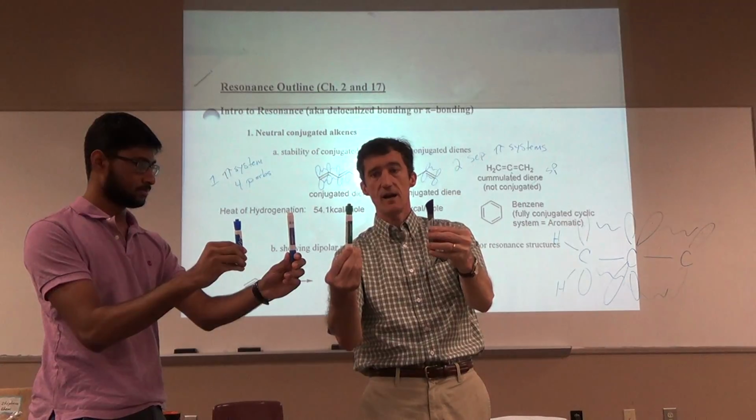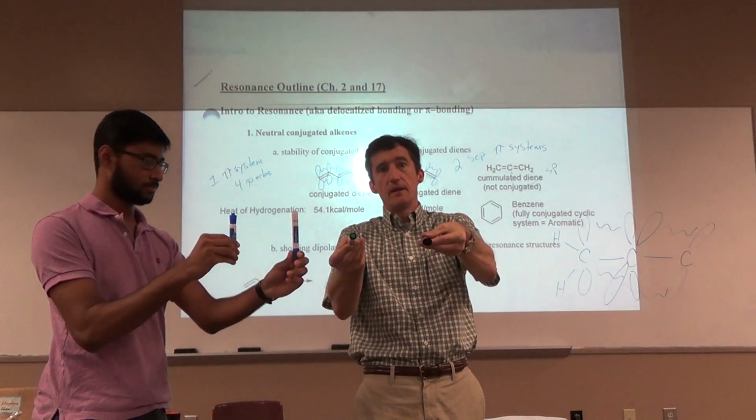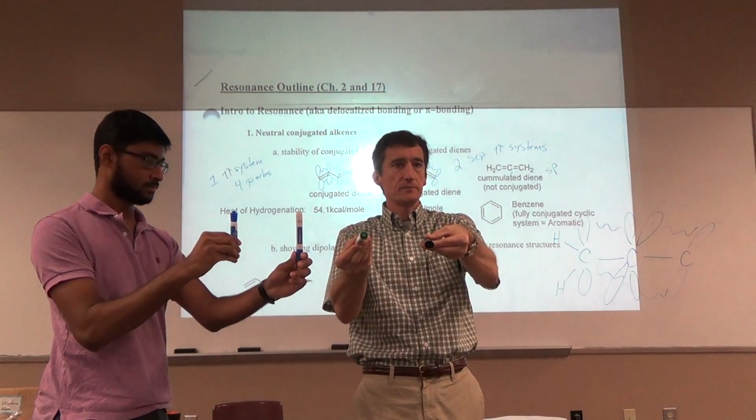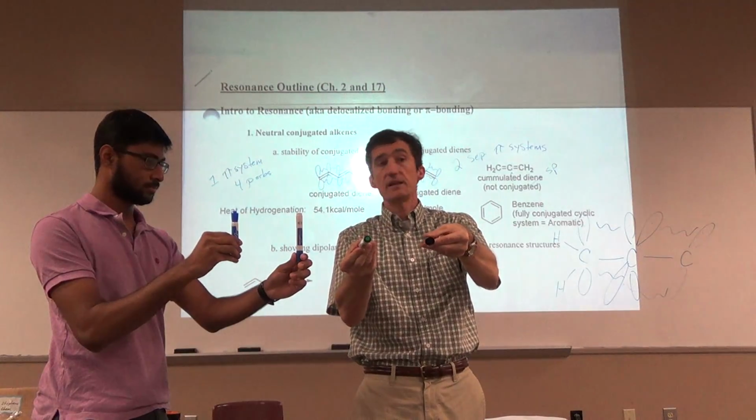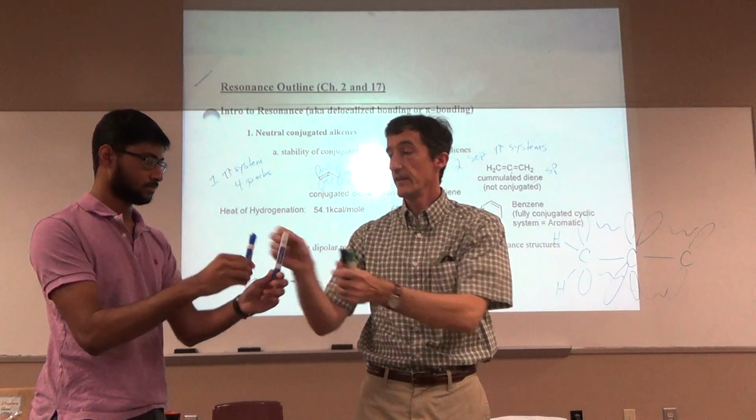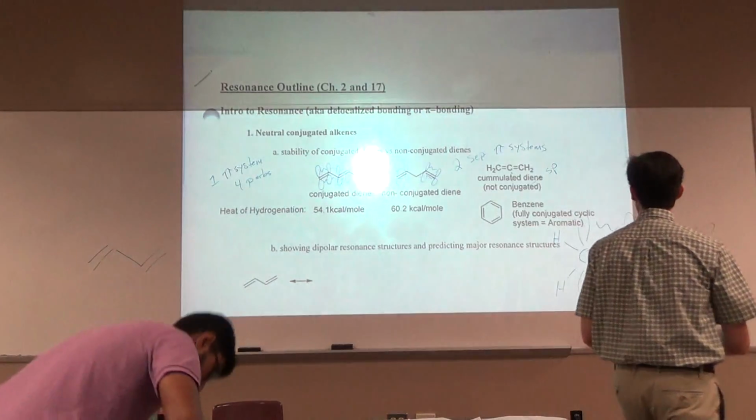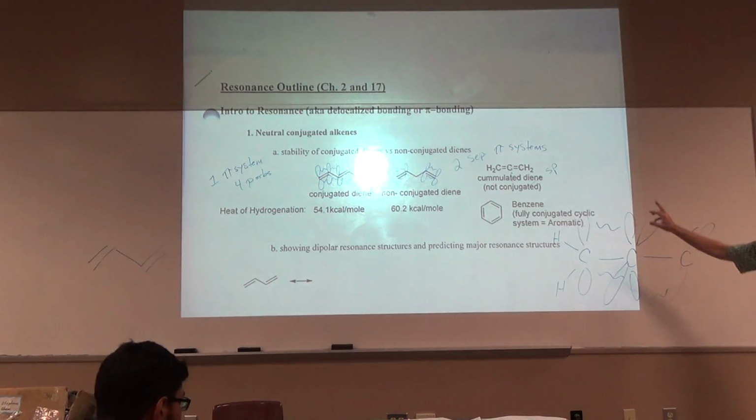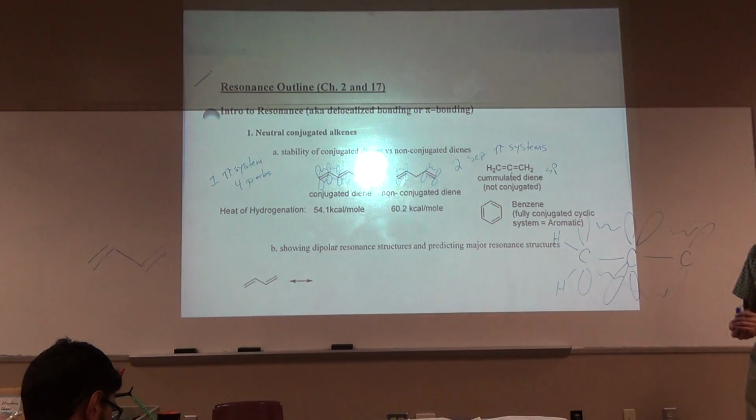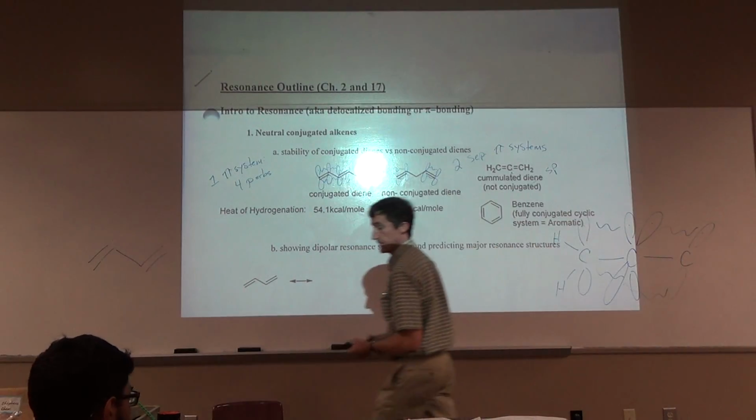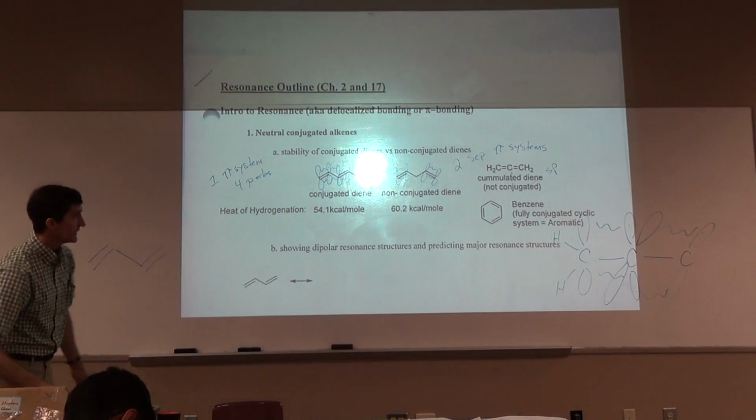But guess what? It's not, because these two are like this. You have two individual systems. And these two are not conjugated with those two. Thank you. That's what you have with the, that's called an allene. It's called accumulated. Not conjugated.